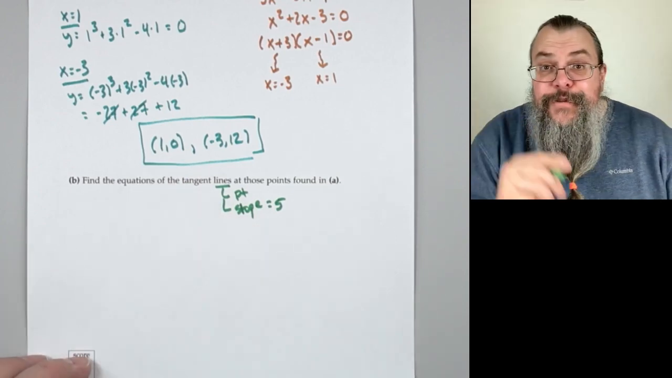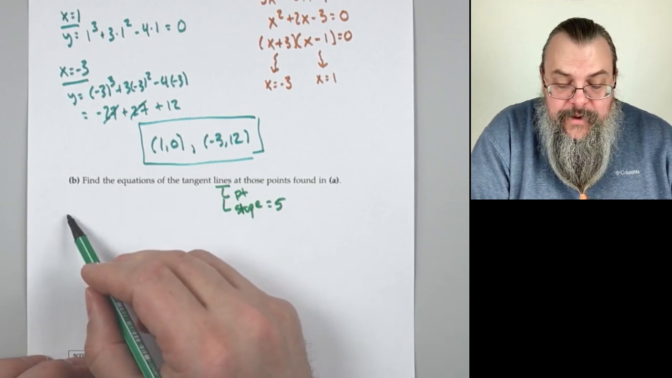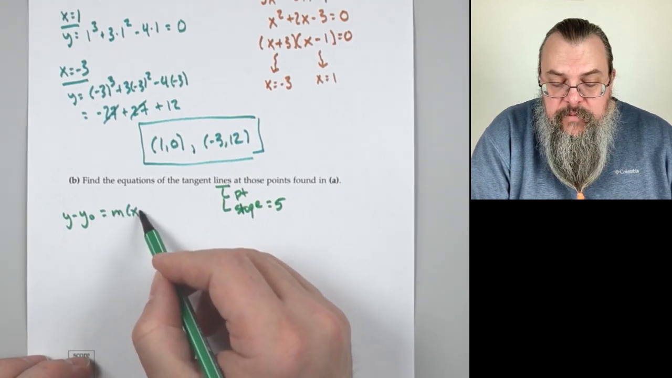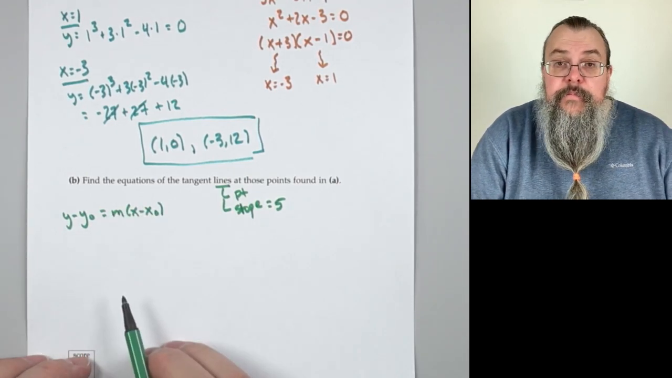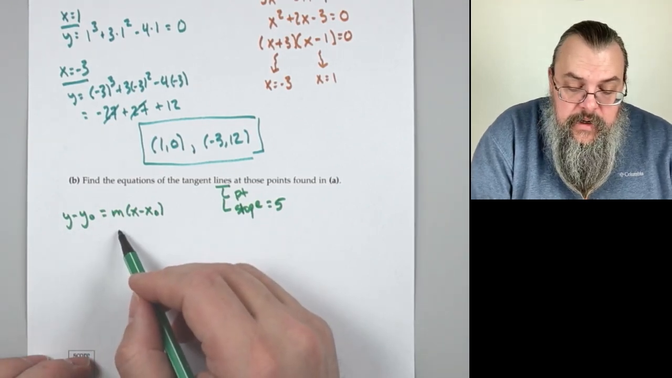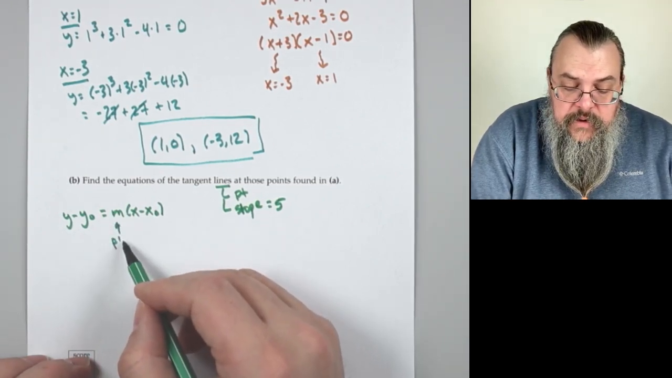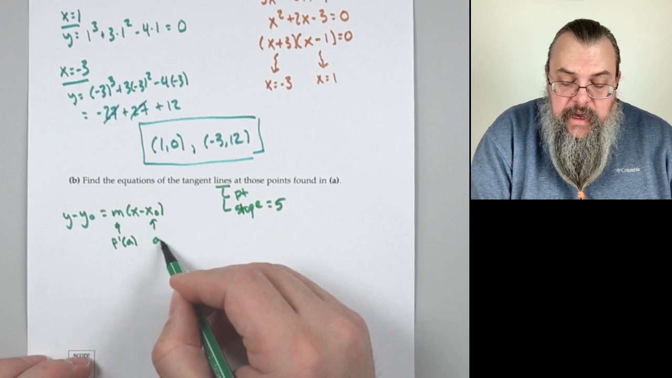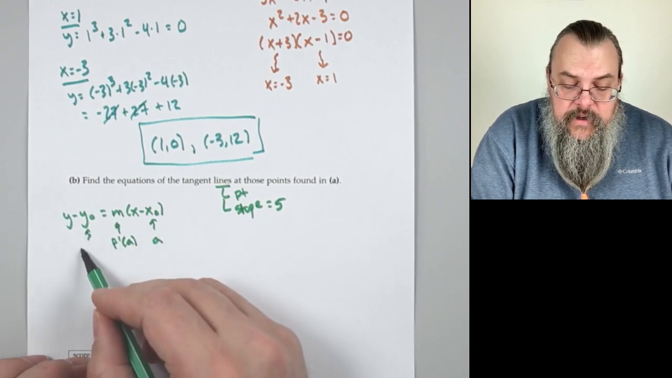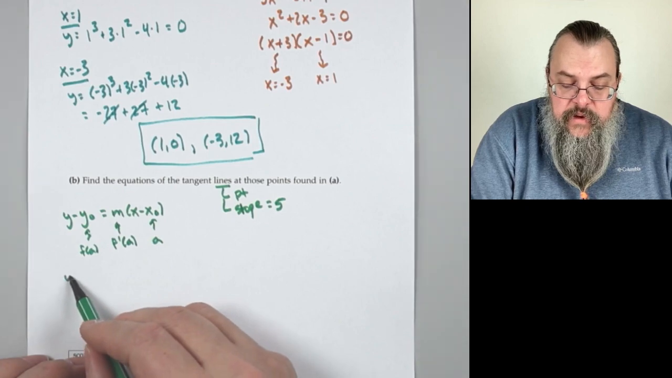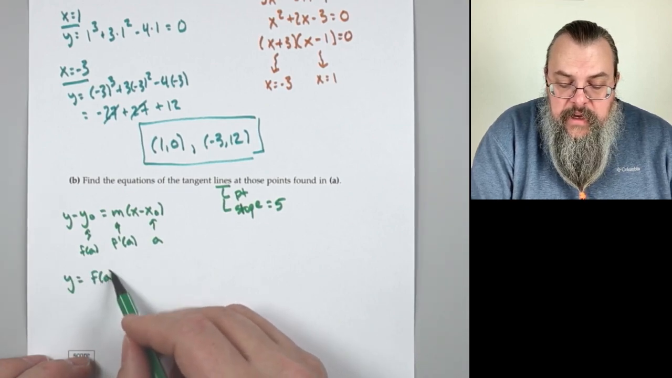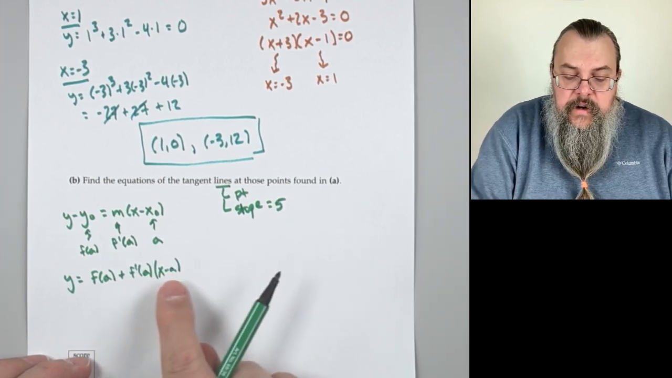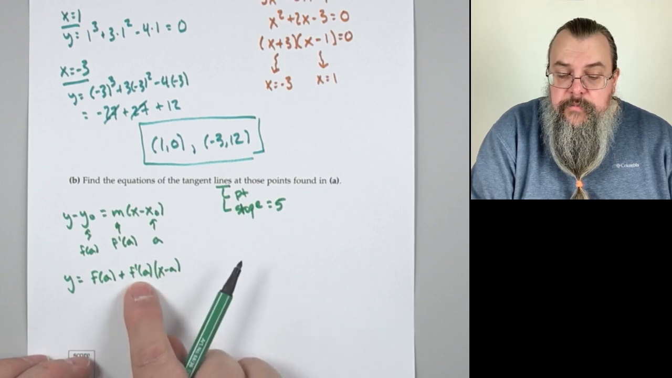So if we start with (1, 0), what do we have? Let's remind ourselves of how to do a line. Oftentimes it's written in the form y minus y naught is equal to m times x minus x naught. This is the point-slope formula. For our m, that's our derivative, f prime of a. Our x value is a, and our y value is the value on the curve, f of a. So this can also be written as y equals f of a plus f prime of a times x minus a.